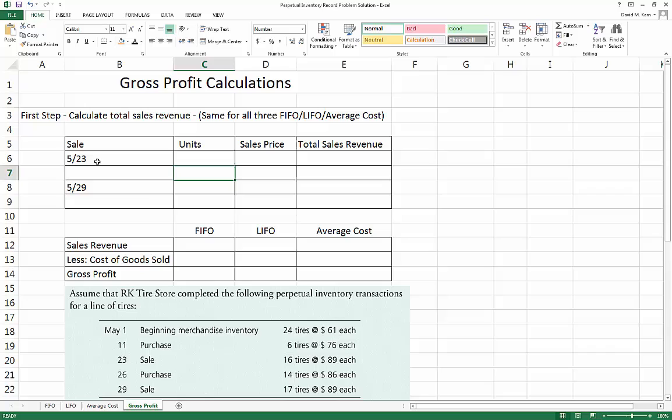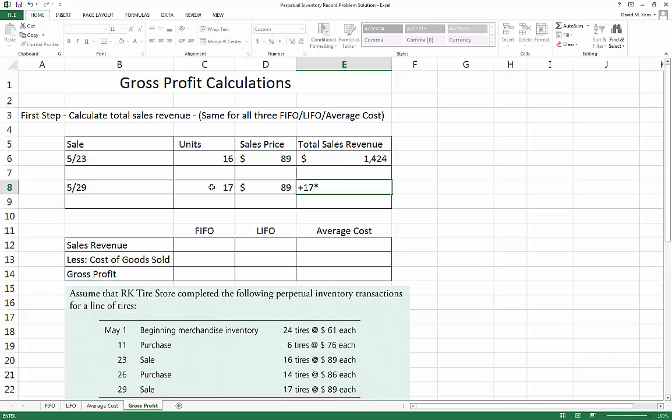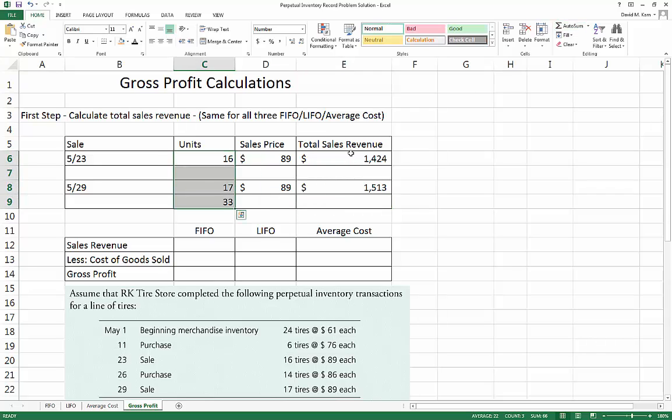We sold on the 23rd 16 units at $89. Now we do use a sales price. Again, this is not an inventory record. This is just helping us calculate our gross profit. So 16 times 89, we get 1424. And then we had another sale on the 29th, which was 17 units at the same price, $89 a unit. So we had 17 times 89. So that's 1513. So our totals, we sold 33 units, and our total sales revenue is 2937.